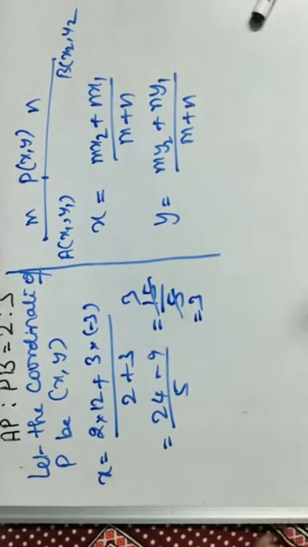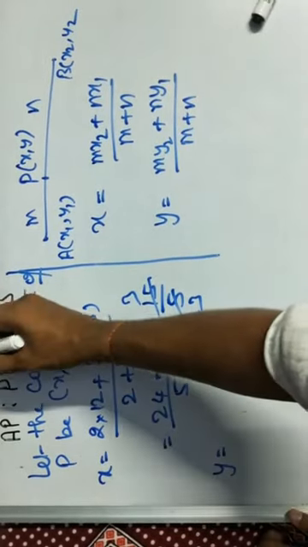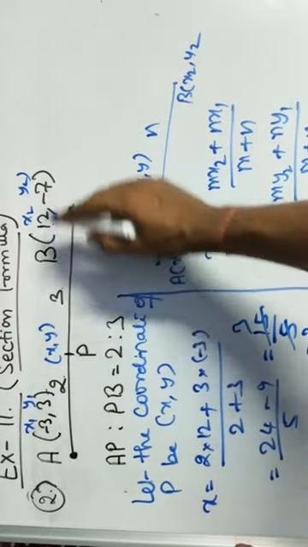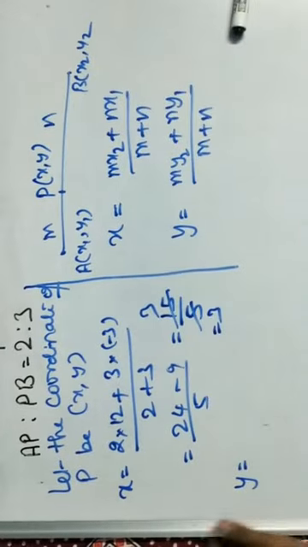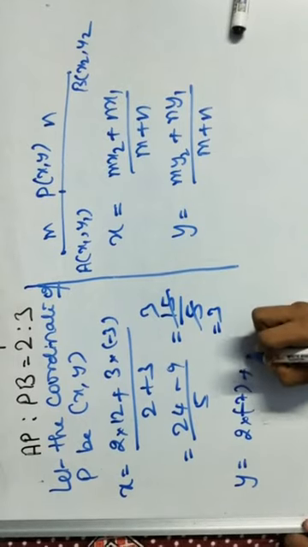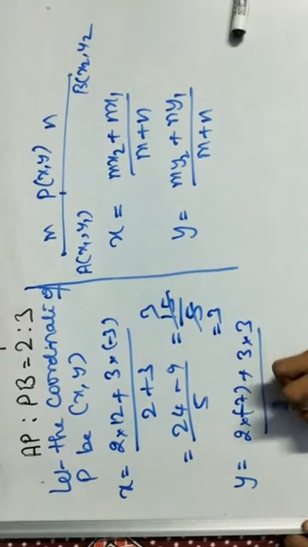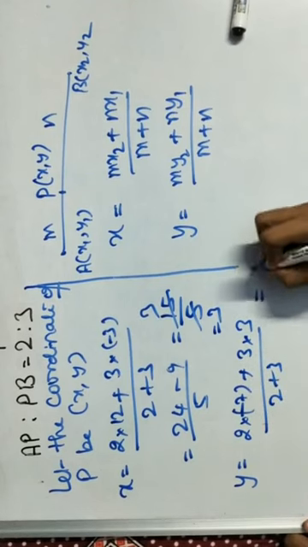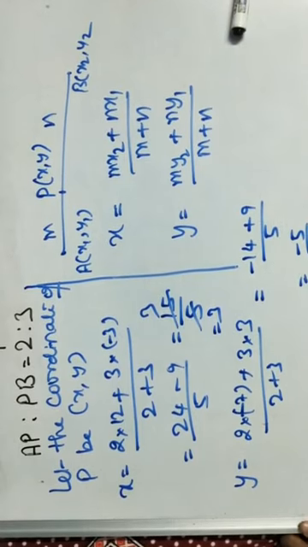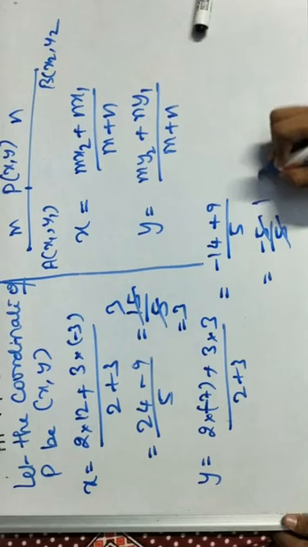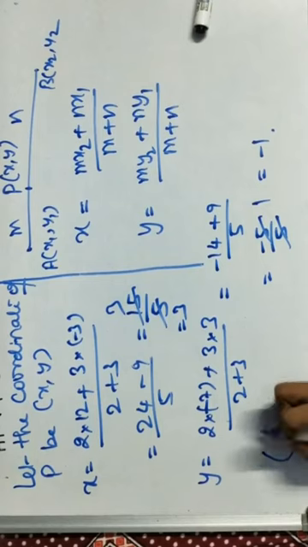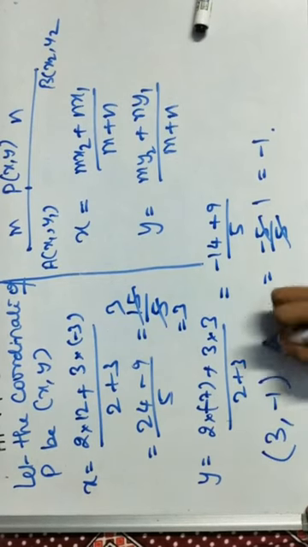Similarly, you can find y also. y will be m times y2 plus n times y1. So I am writing it: (2 into -7 plus 3 into 3) by (2 plus 3). So this will give you (-14 plus 9) by 5, which is -5 by 5. So this is -1. So your answer is (3, -1).